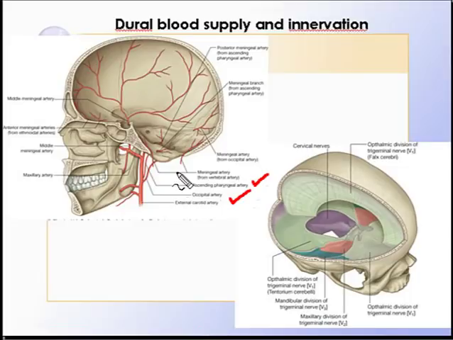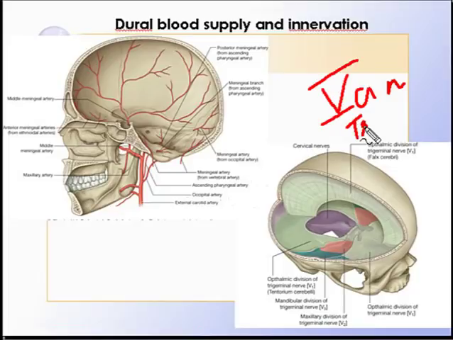The nerve supply is important. The supratentorial part, that means the part above the tentorium cerebelli, is supplied by the fifth cranial nerve, the trigeminal nerve. And you will do it in head and neck. The trigeminal has various parts: the ophthalmic division, the maxillary division and the mandibular division. Most of the supply is by the ophthalmic division of the trigeminal nerve.